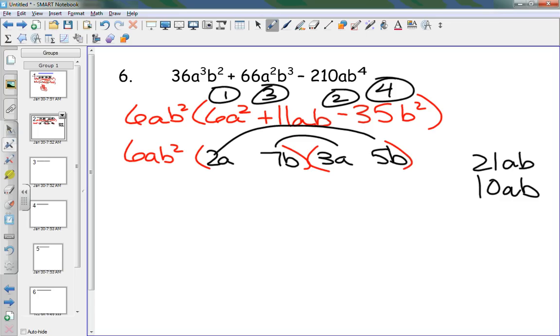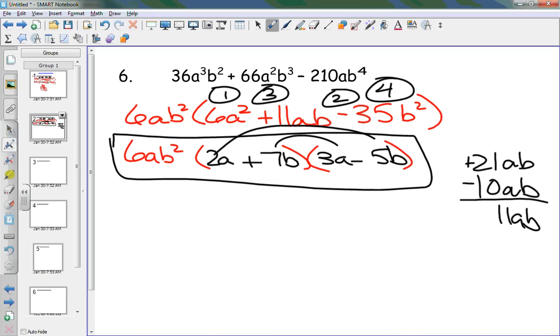So which one's going to be positive, which one's going to be negative? You're going to have a positive 5. I need a positive 21 and a minus 10AB to give me a positive 11AB. So how did I get to positive 21? 7 times 3 to give me plus 7B and minus 5B. And we are done. All right, hold on. Do we understand that, yes or no? Are we good?